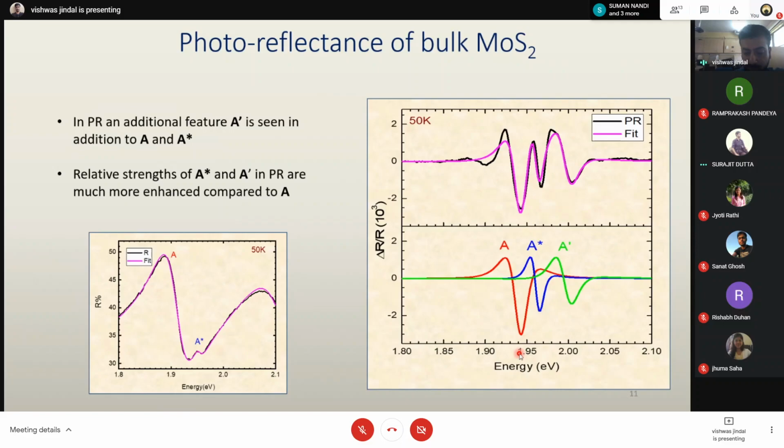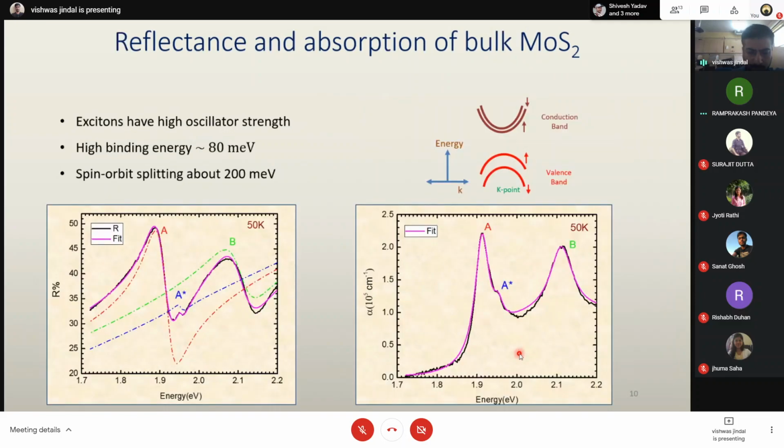What is the laser energy? The laser is 532. 532 is what, 2.33, I guess. Somewhere around 2-3 eV. Yeah, that's why you see up till here. But that's what I'm saying: to see excitons, you do not need a laser. You can shine any probe light.